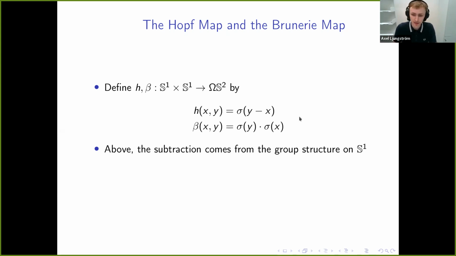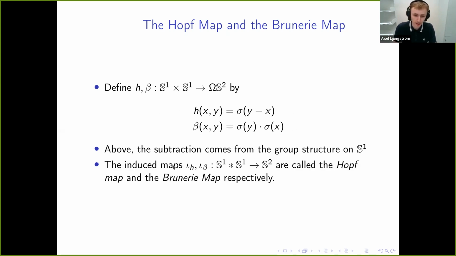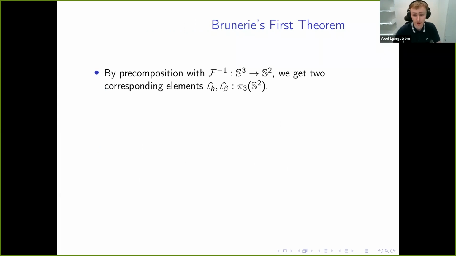So we have these two maps, and when we apply the iota construction to these guys, we get maps from S1 cross S1, join S1 into S2. The first one here, I'm going to call the Hopf map, and the second map, I'm going to call the Brunerie map. And here's another thing you can do with these.